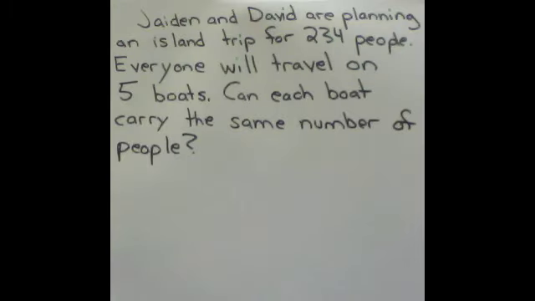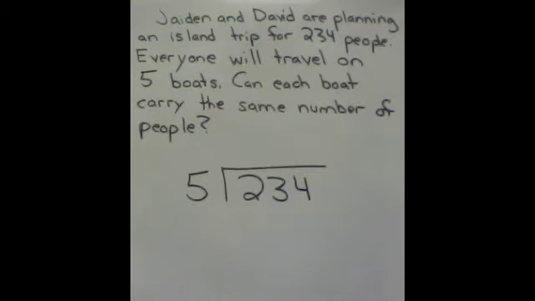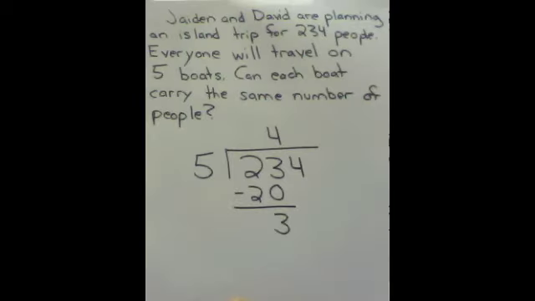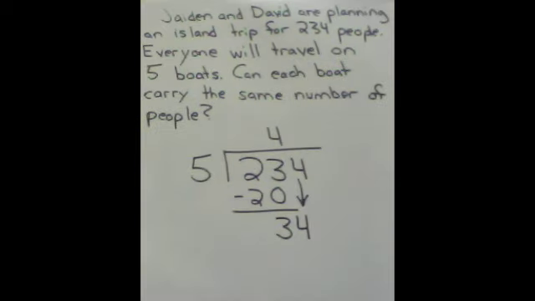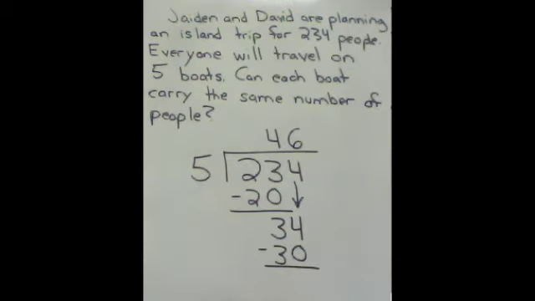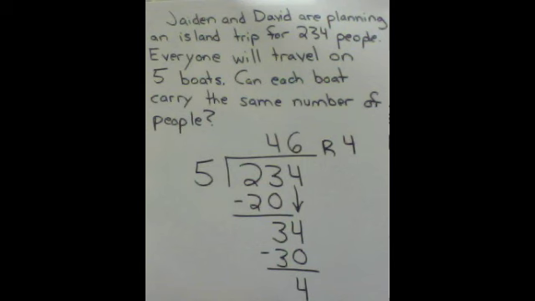This is our next word problem. Jade and David are planning an island trip for 234 people. Everyone will travel on 5 boats. Can each boat carry the same number of people? First, we take the number of people, which is 234, and we try to divide them into our 5 boats. Since 5 can't go into 2, we try to get 5 to go into 23, which it does 4 times. After we multiply and subtract, we bring down our 4. Then we see that 5 goes into 34 6 times and subtract 30. Since we have nothing else to bring down, we have a remainder of 4.